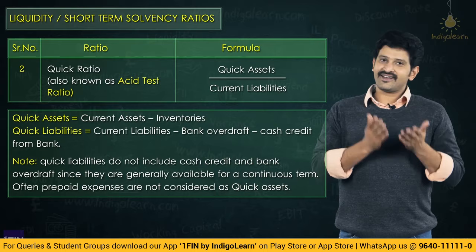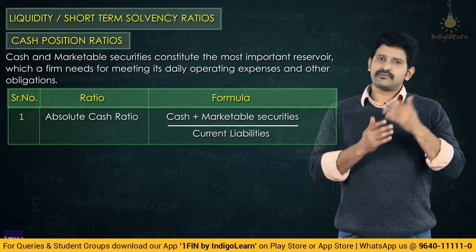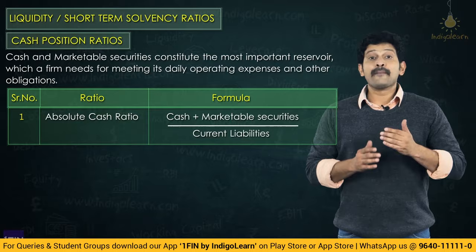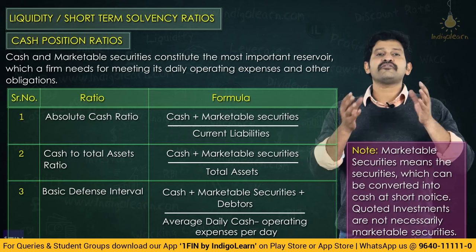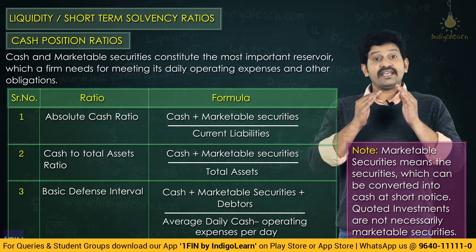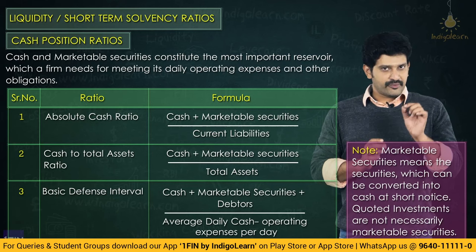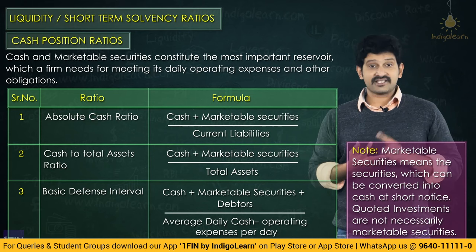Next one, cash ratio or absolute cash ratio. That is cash, cash in hand and cash at bank, plus marketable securities divided by current liabilities. The next one is basic defense interval. This is not a ratio. It talks about the number of days for which a company can survive with the cash available even if the operations do not happen. How do we compute this? The formula to compute this is cash, that is cash in hand and cash at bank, plus marketable securities, plus debtors divided by operating expenses per day.